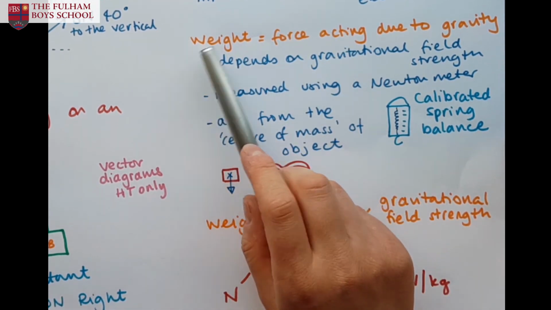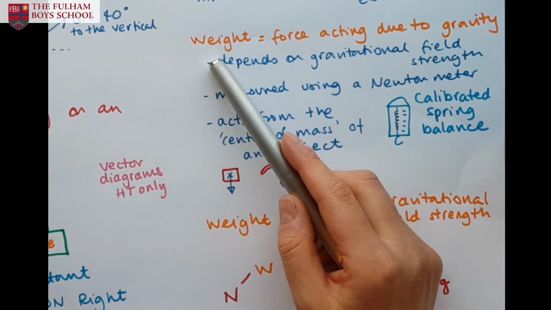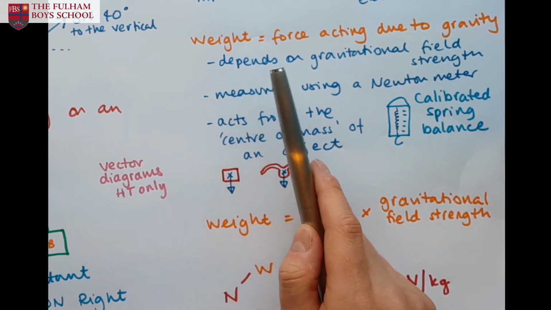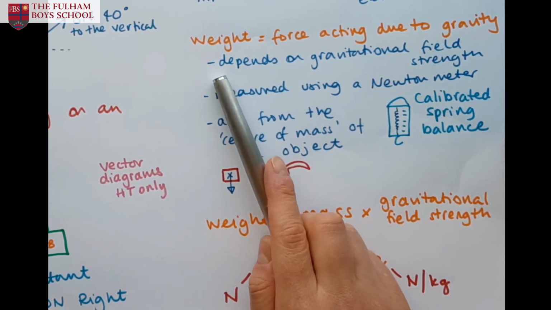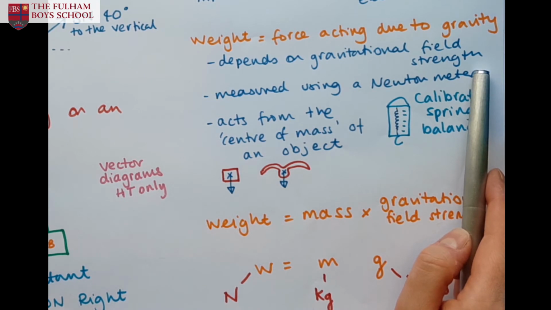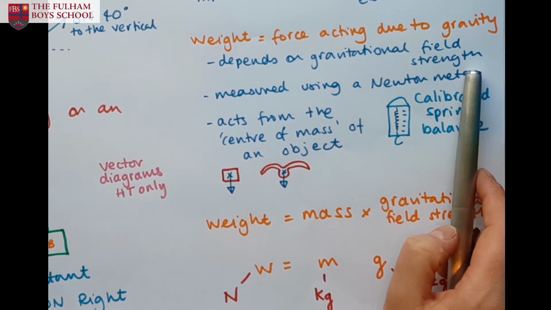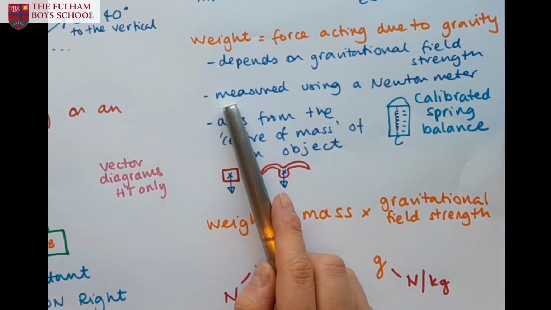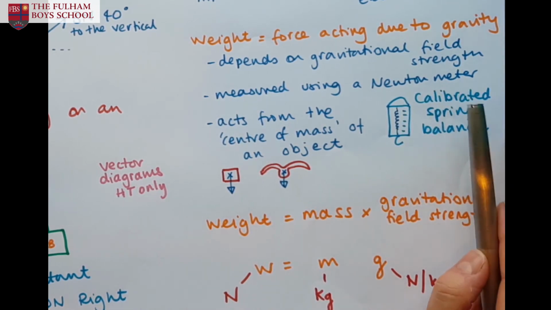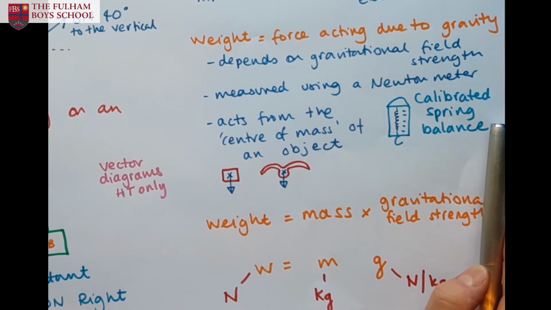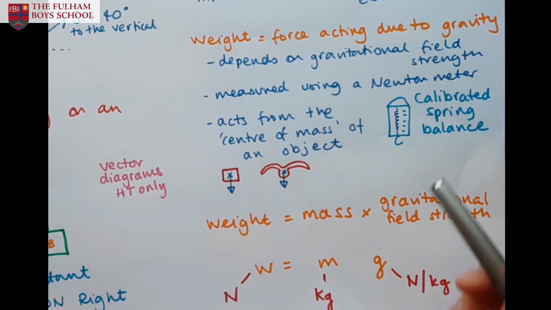Weight. A little bit more on weight, talking about the gravitational force. Weight is the force acting due to gravity. There are 3 things you need to know about weight. First of all, that weight depends on the gravitational field strength. And the gravitational field strength depends on what planet you're on, or if you're in outer space. So the moon has a lower gravitational field strength, so you weigh less on the moon. Weight is measured using a Newton meter, sometimes called a calibrated spring balance in the AQA specifications.